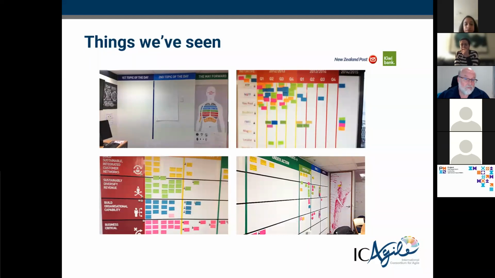I've seen Obeya rooms or Obeya spaces made in Mural and Miro, for instance. And at ICAgile, we have one. We've got a combination of Jira and Mural, and that works for us. It's not perfect, and there are more dedicated tools for Obeya spaces that exist out there. I have not personally used them, but I do know that they exist.